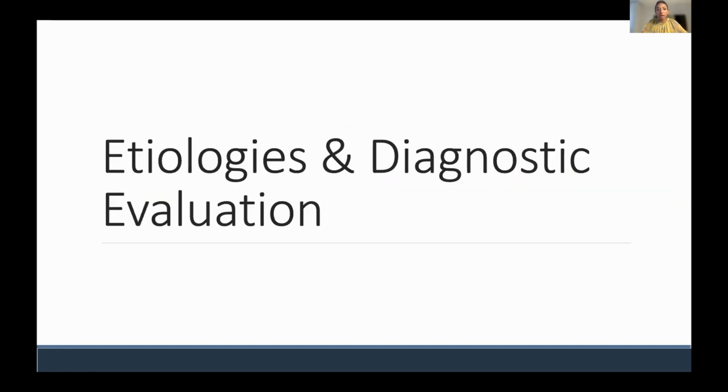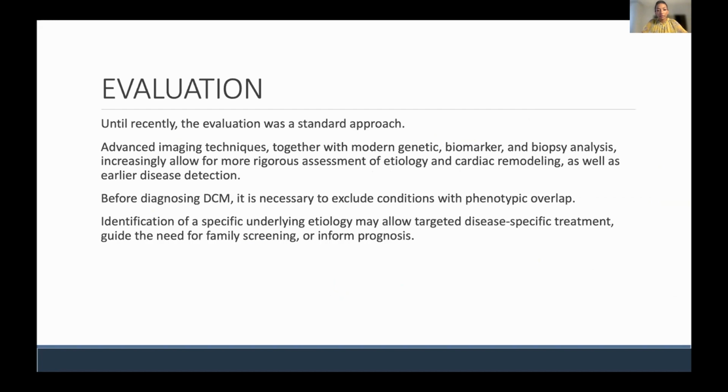Coming to etiologies and diagnostic evaluation, this is really going to be the bulk of our presentation over here. Until recently, the evaluation was a standardized approach, but with advanced imaging techniques together with modern genetic biomarker biopsy analysis, we can now perform a more rigorous assessment of etiology as well as cardiac remodeling and early disease detection as well. Before diagnosing dilated cardiomyopathy, it's necessary to exclude conditions with a phenotypic overlap.